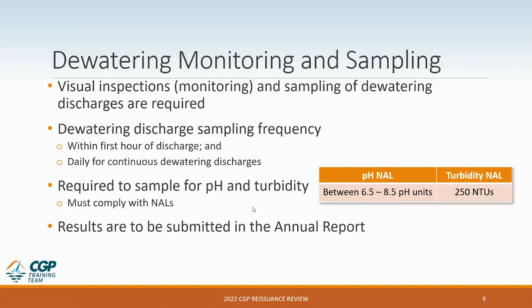Monitoring and sampling is required. Visual inspections, monitoring, and sampling of dewatering discharges are required. The dewatering discharge is to be sampled within the first hour of discharge and daily for continuous dewatering discharges. The required sampling is for pH and turbidity, and you must comply with NALs. The sampling results that are obtained are to be submitted in the annual report.